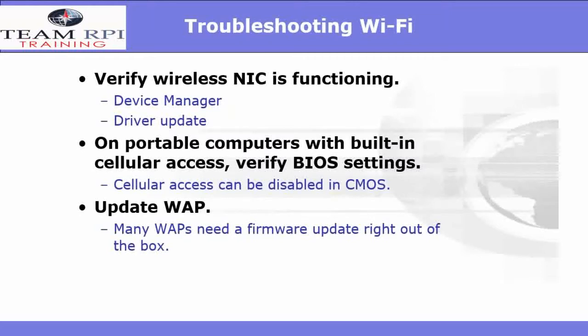Once you ask these basic questions, then you'll be able to identify some proper troubleshooting steps, like verifying the NIC is working properly. You can do this through the device manager. For portable computers with built-in cellular access, you should verify their BIOS settings. Cellular access can be disabled in the CMOS. Or possibly the wireless access point itself needs to have its firmware updated.